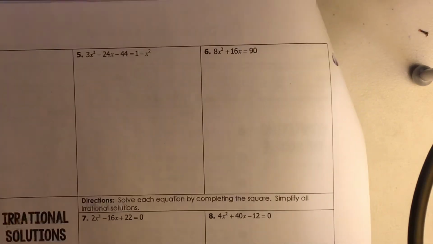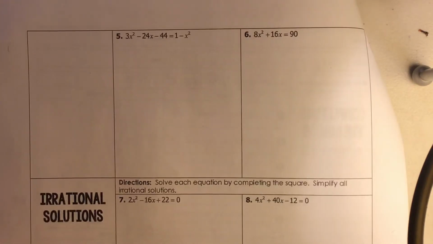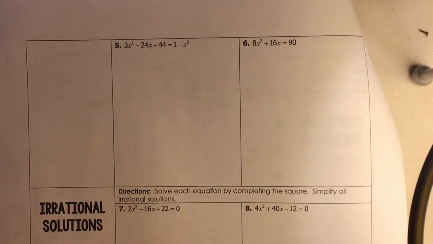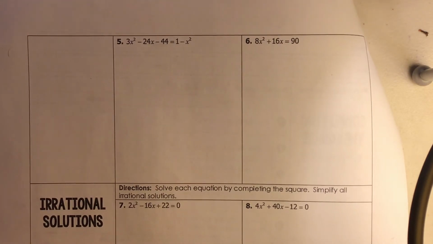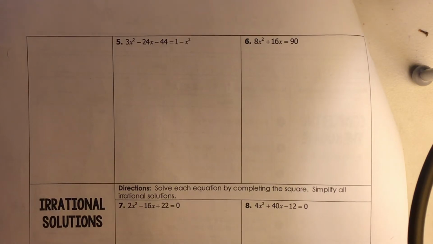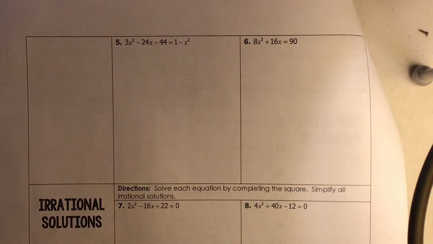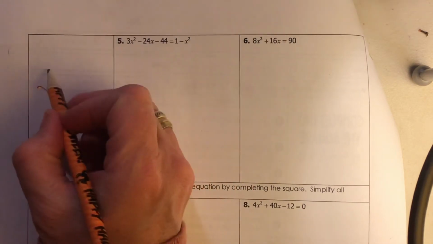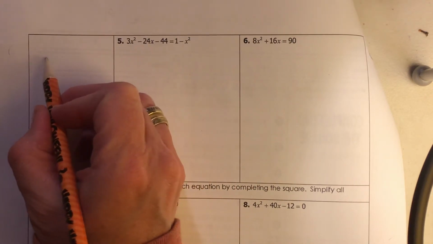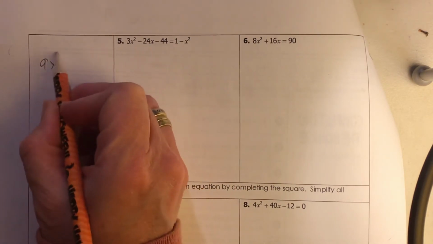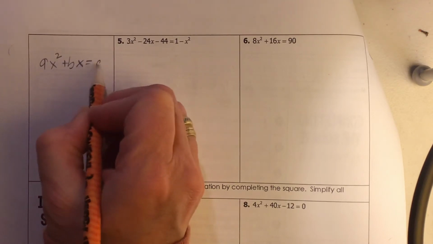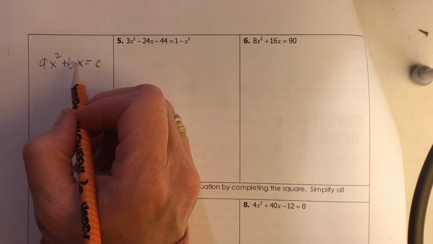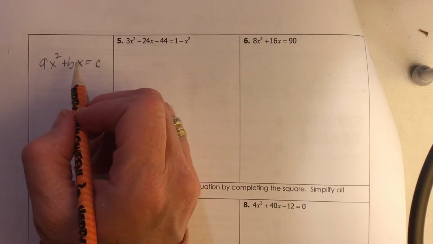Okay. I'll do 5. Okay. Oh, yeah, this is nice and complicated. I have a little extra work to do. So let's get this into the proper form. Remember, I'm trying to get this in this form. I want to get it into ax squared plus bx equals c. Oh, so I'm going to have to move some things around here.